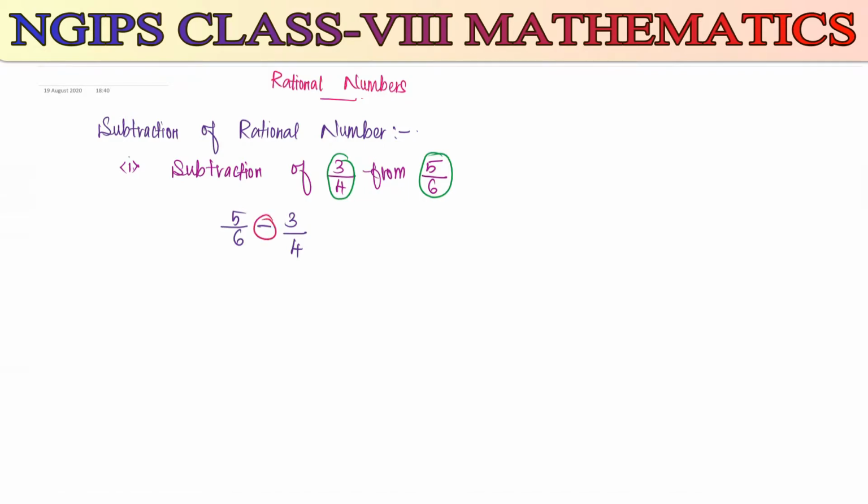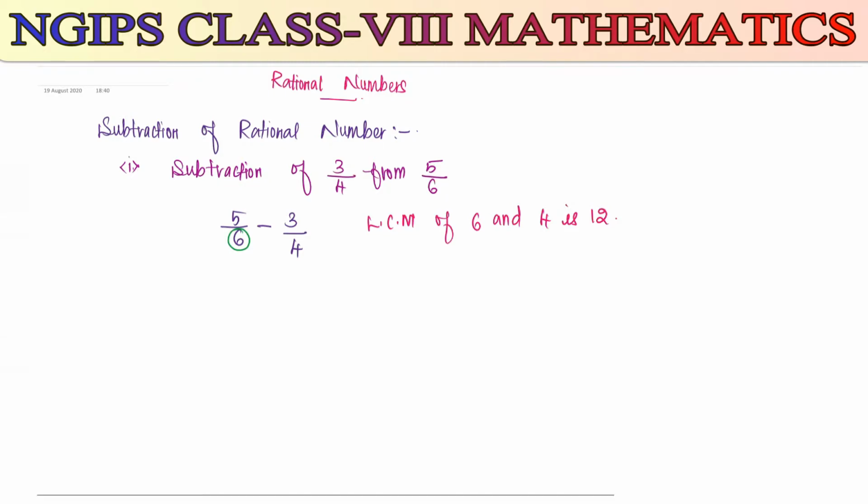So when you have the subtraction, we need to check the denominators. Here the denominator is 6 and here the denominator is 4. Both are not equal, so we need to take LCM. LCM of 6 and 4 is 12. In the first denominator we have 6. To get a denominator as 12, I need to multiply both numerator and denominator by 2. So I can multiply 5 into 2, 6 into 2.